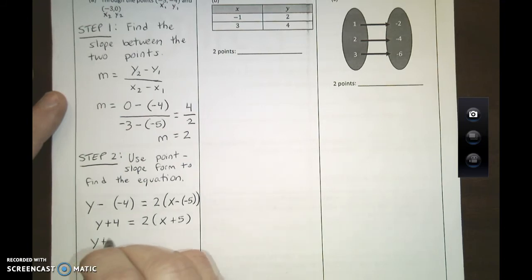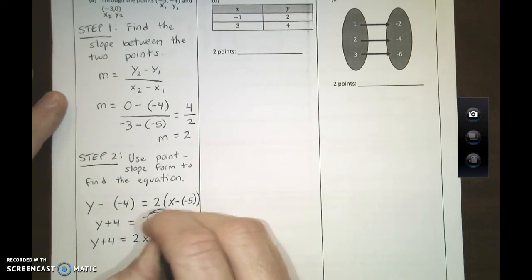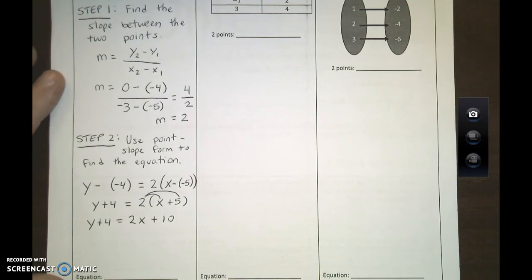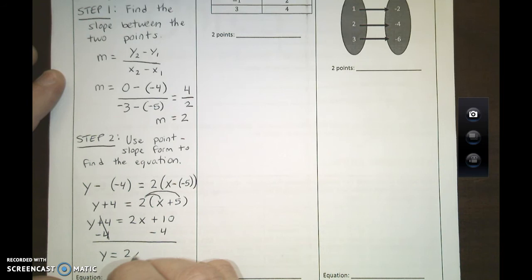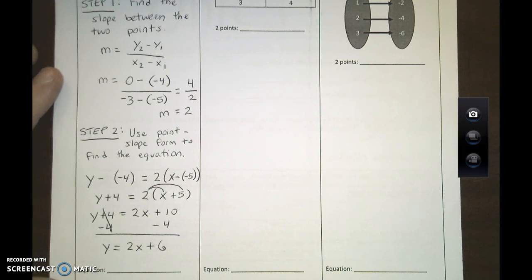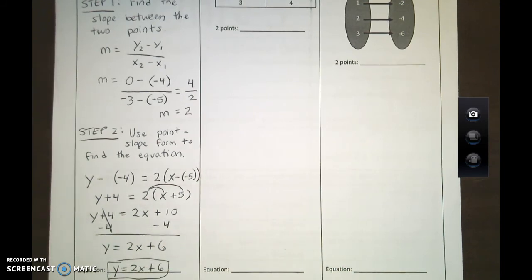Now I can distribute on the right hand side. So 2 times x is 2x, and 2 times 5 is 10. I can draw the little rainbow arcs to show that I'm doing that. And then to get y by itself, y equals 2x plus 6. So my equation, I'll just rewrite it, is y equals 2x plus 6. And that's how you find the equation of a line between 2 points.